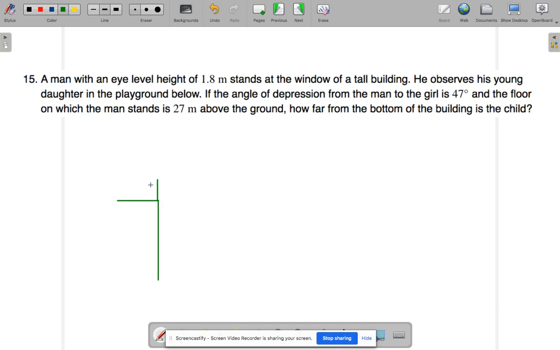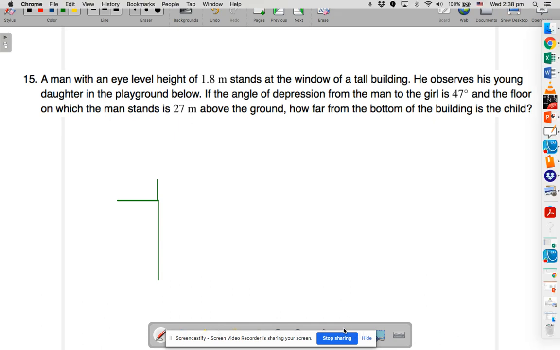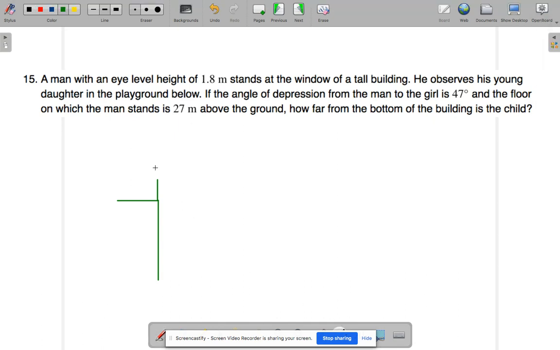Okay, eye level of height of 1.8 metres. Actually, I'll just draw that window a little bit bigger. Just draw it a little bit bigger. Okay. Now, we've got a man standing here at the window.